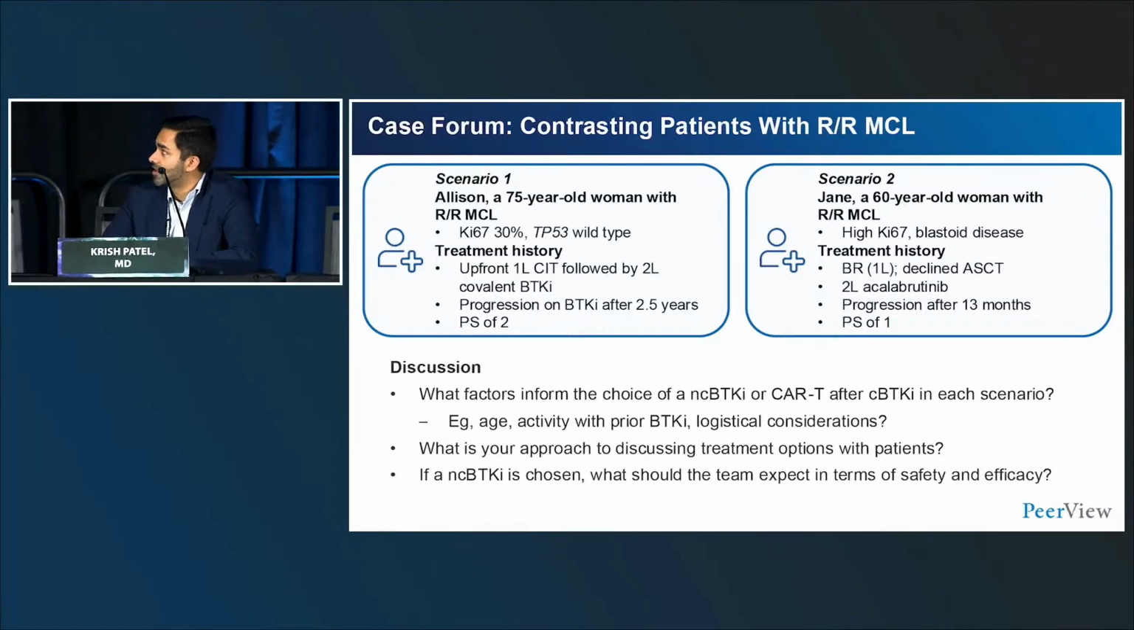The second one, I think, the things that really stand out are high Ki-67 and blastoid disease. P53 aberrations are very common in blastoid disease. These patients often have very short responses to single-agent therapies, and this is the patient, I think, where CAR T-cell therapy provides hopefully the best durability, albeit that isn't perfect either.